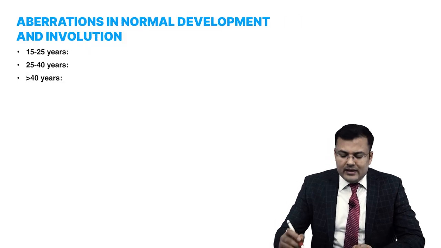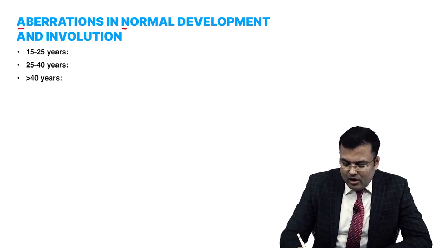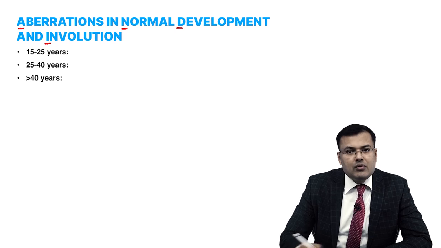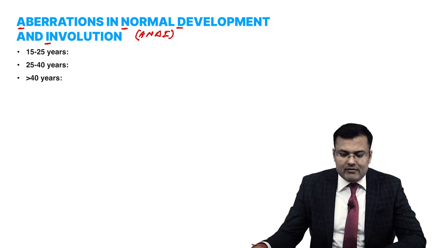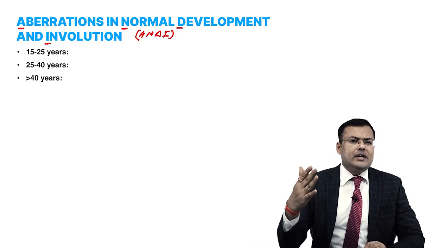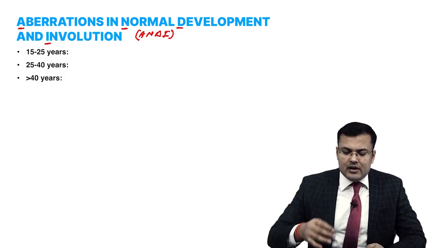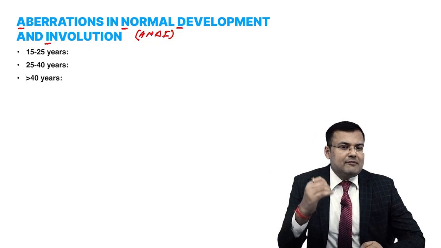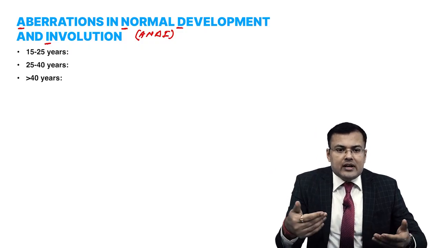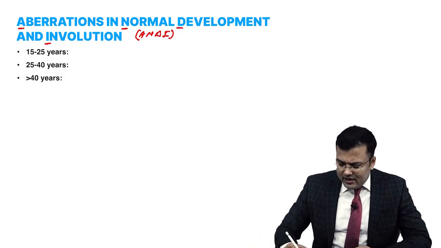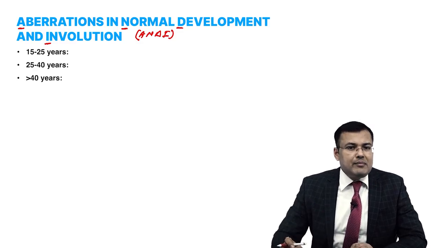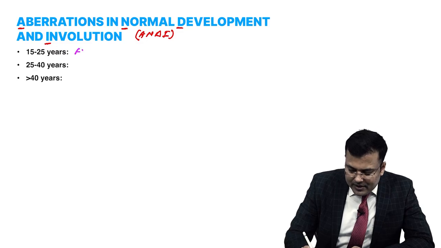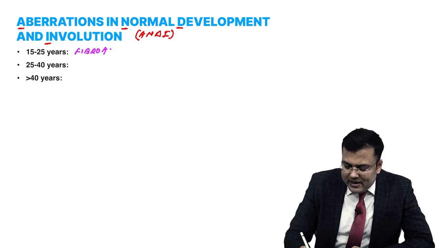So this is important. Next is aberrations in normal development and involution. In short, it is known as ANDI. First, tell me, what is the first sign of puberty in females? Thelarche. So from thelarche till involution of the breast, whatever changes occur are included in ANDI. If the age of the female is 15 to 25 years, what is the most common abnormality in this age? Fibroadenoma. She is having fibroadenoma. Clear?